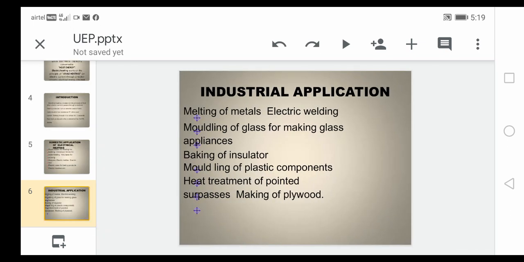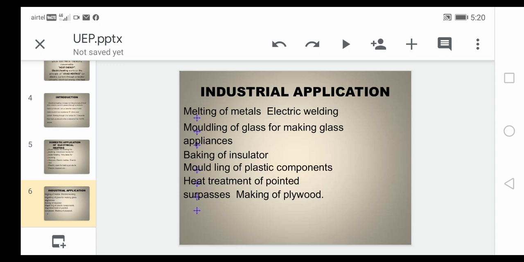And industrial applications: in industry also we use electric heating. Whenever you want to melt metals or join metals, we do it by welding. There we use electric welding, using transformers or other electrical equipment, to weld by melting metals. These are industrial applications, where by using electric welding we melt the metals.